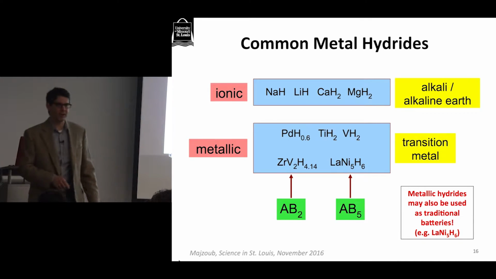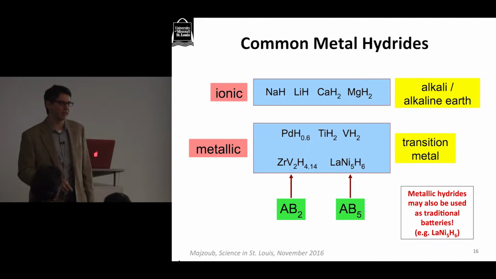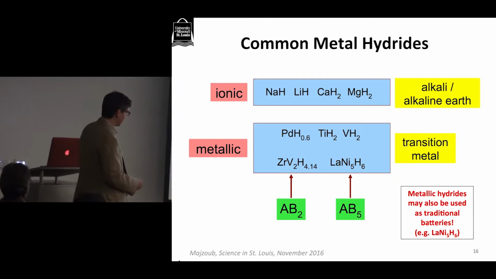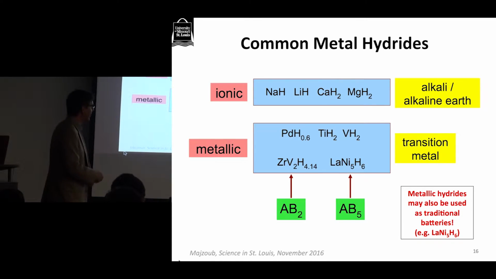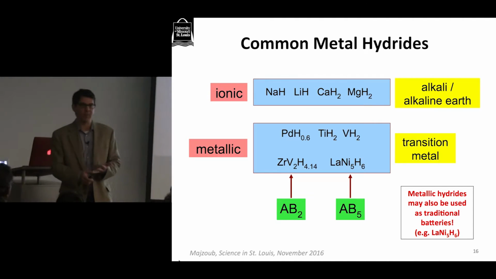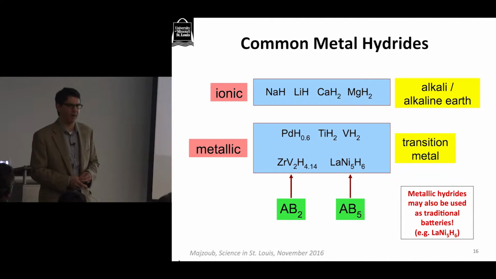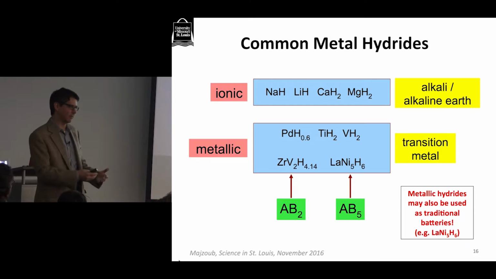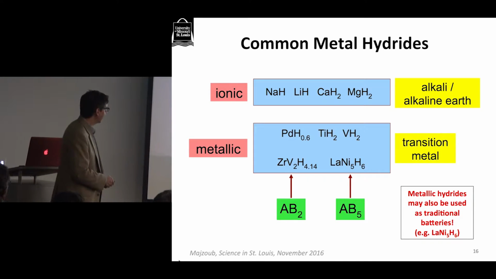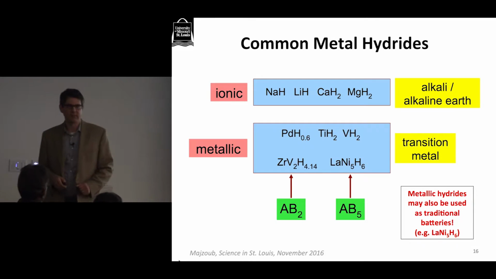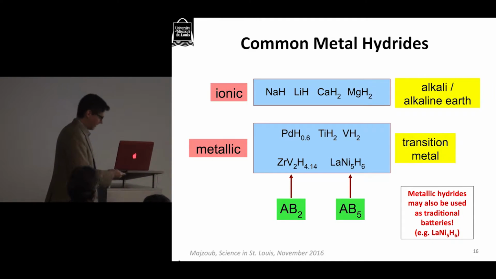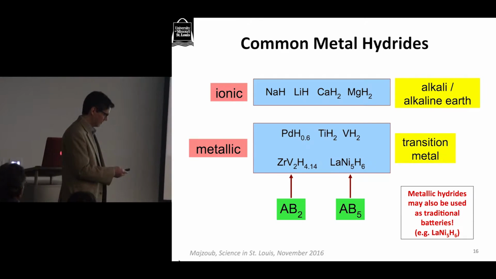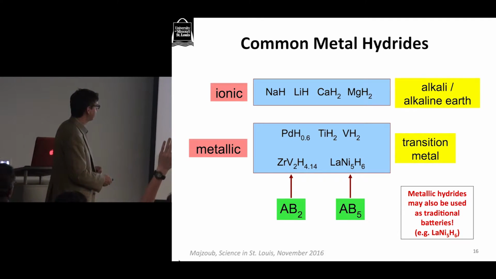I'd like to point out that LaNi5 can also be used as a battery material. LaNi5 batteries were in our cell phones and our laptops before lithium ion came in and took over the market. In fact, the first Priuses were based on these AB5 type alloys. I'm not sure if the Priuses might have gone to lithium ion now, but they started out as metal hydride batteries.